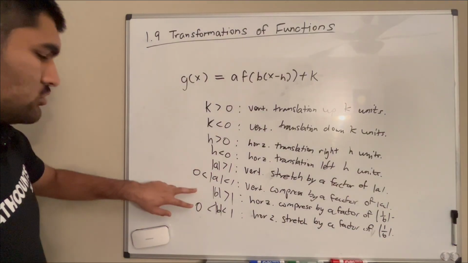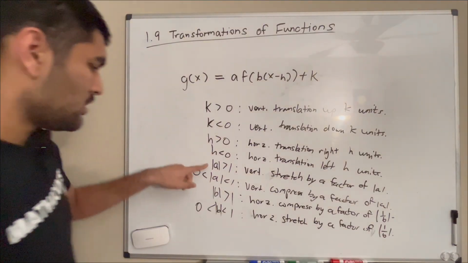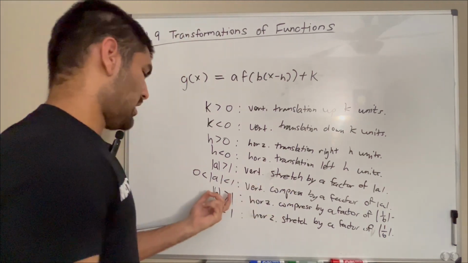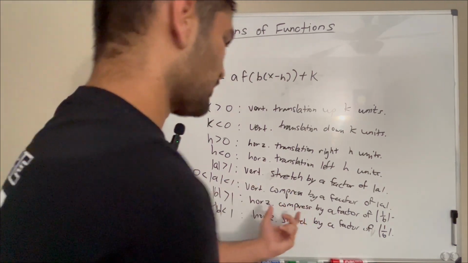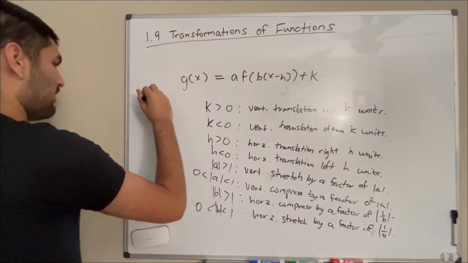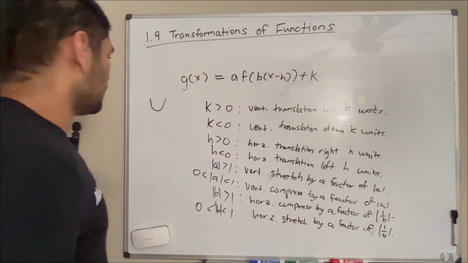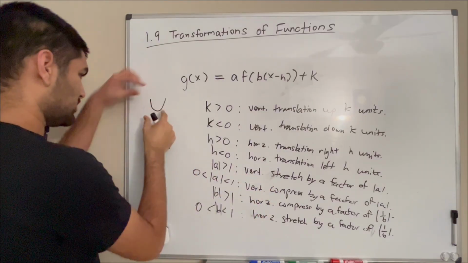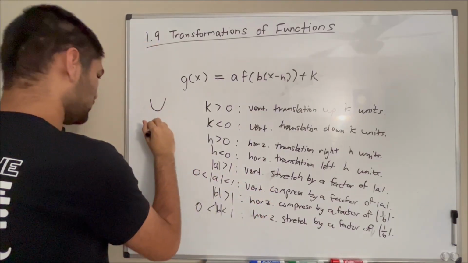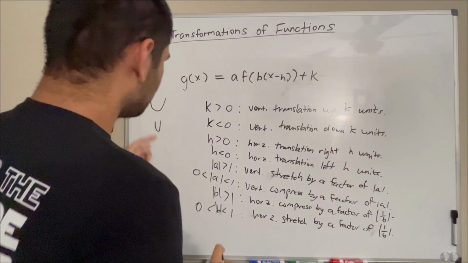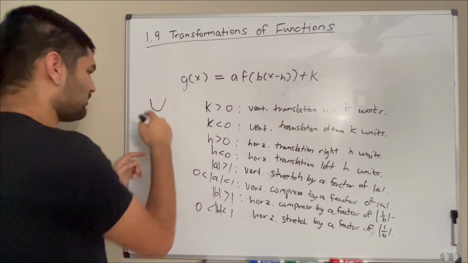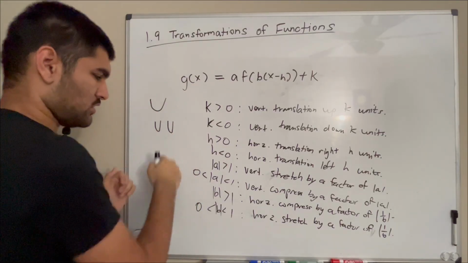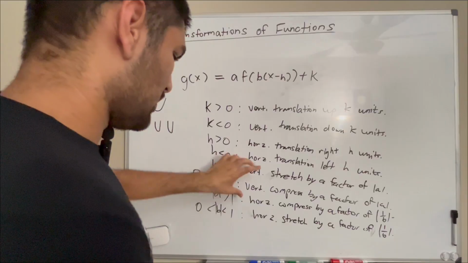Okay, so there's two main differences, right? So here, when we had A is greater than 1, it was a vertical stretch. And here, when B is greater than 1, it's a horizontal compress. But if you think about it, if you have a graph, let's say a parabola, and you're stretching it vertically, then the resulting graph would be more narrow. But that's the same thing as horizontally compressing it, right? Because if you have a graph and then you squish it horizontally, compressing it, you're also going to get a narrow graph. So that's why those two things are the same.